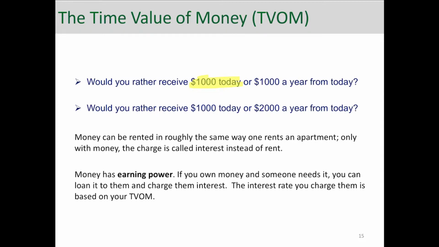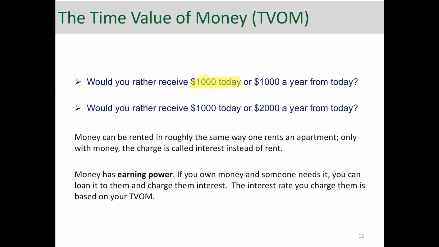And the reason is because in the meantime, in the next year, you could increase the value of $1,000 by simply putting it in a savings account and earning interest on that. So that's why you're probably going with that option. But the second question is asking, would you rather receive $1,000 today or $2,000 a year from today? Well, this is a different question. Now you have to think about, is that additional $1,000 that you're receiving if you wait for another year enough for you? Is that representing your time value of money or not?